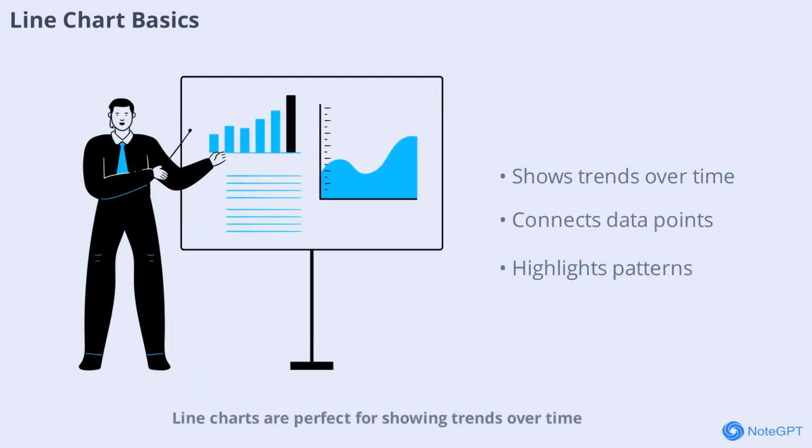Line charts are perfect for showing trends over time. They connect individual data points with a line, making it easy to see patterns, fluctuations, or growth. For example, you might use a line chart to track monthly revenue, temperature changes, or stock prices. Line charts are especially useful when you want to highlight how data changes continuously, rather than comparing discrete categories.